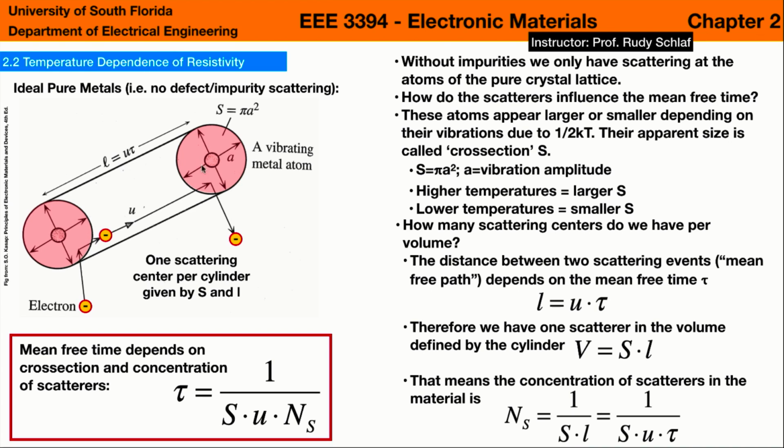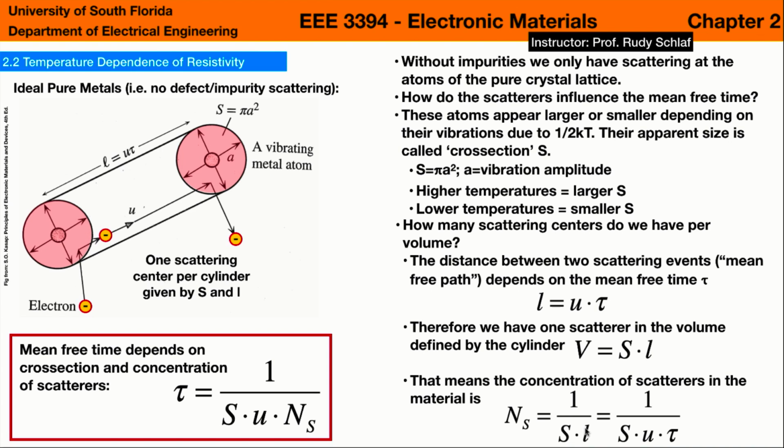Since in the cylinder is half an atom up here and half an atom down here, we can say this cylinder just contains one atom. In this case, since all the atoms are scatterers, we have one scatterer per this volume. So we can say the volume with one scatterer in it is just the cross-section times the length. So we can say that the concentration of scatterers in this material is just 1 divided by S times L, a volume that just has one scatterer in it.